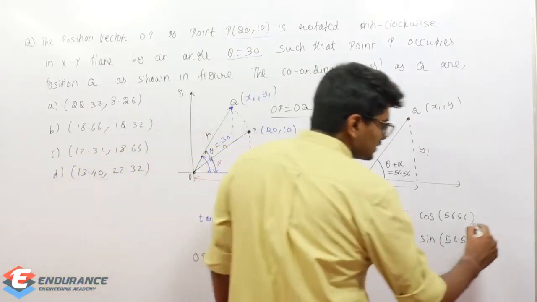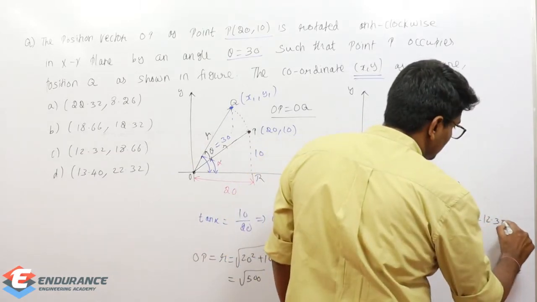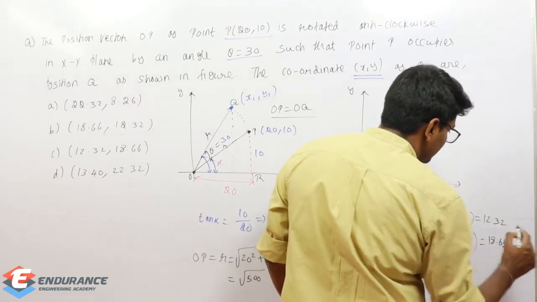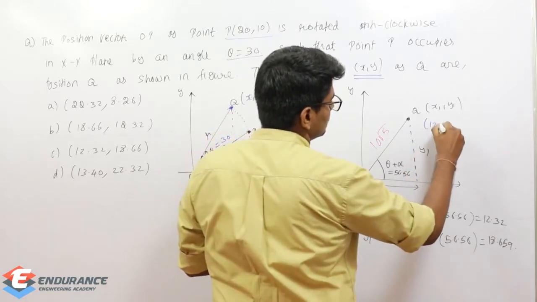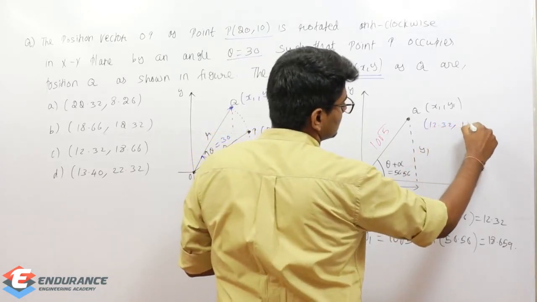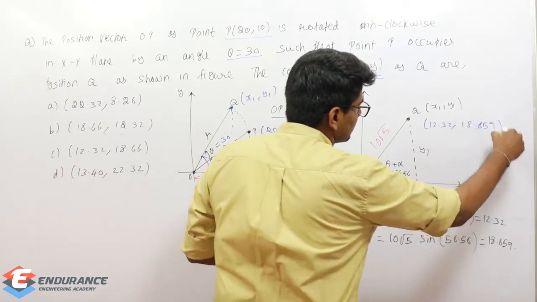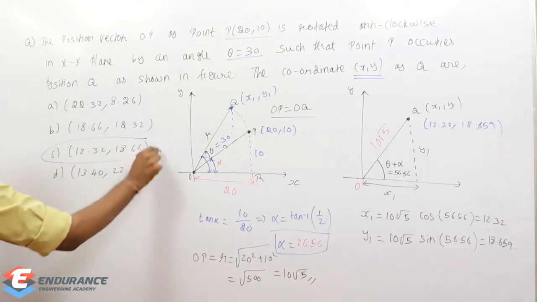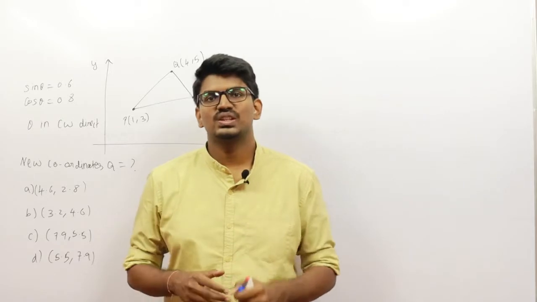So finally, if I solve this, x1 I will be getting 12.32 and y1 I will be getting 18.659. So the final answer was 12.32 comma 18.659. So the result was option C. Very easy question based on polar coordinate system. So let us do the next question.